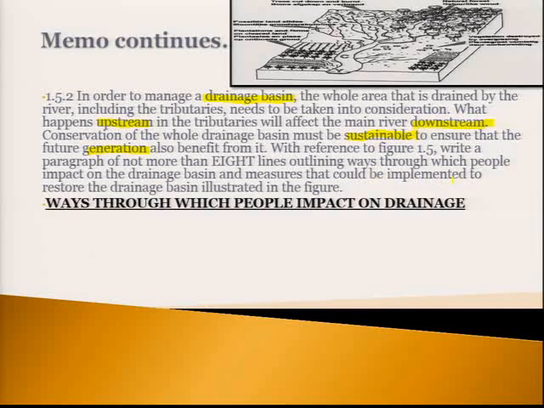With reference to figure 1.5, write a paragraph of not more than 8 lines outlining ways through which people impact on the drainage basin and the measures that must be implemented. It means for this question, we must have 2 parts of answers. We must have the impact of people. We must equally have the solutions, strategies that we could come up with to maintain our catchment area.